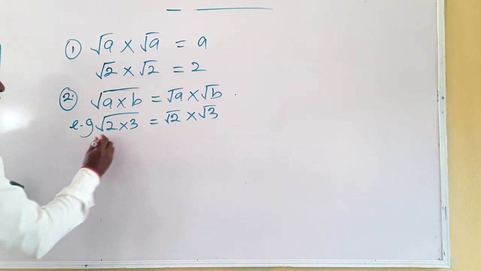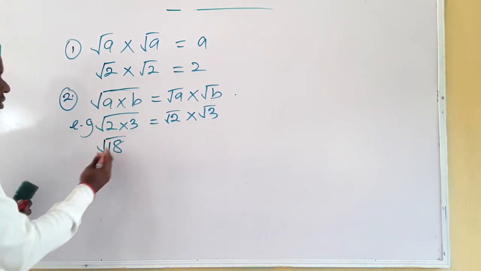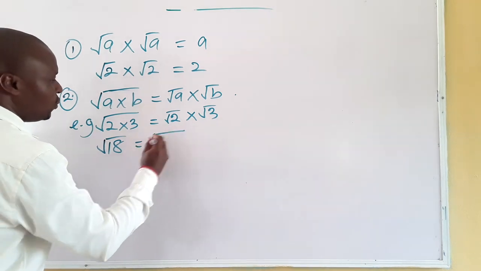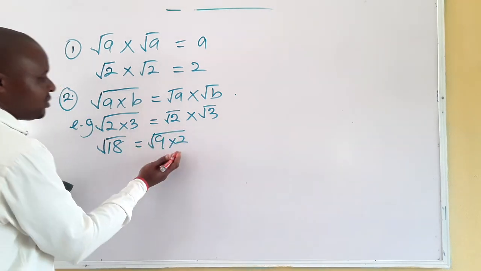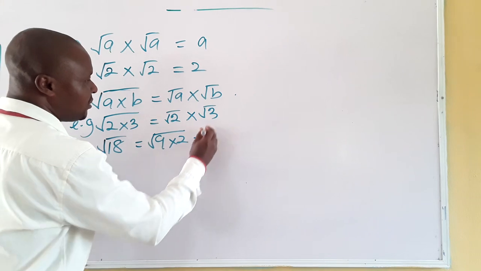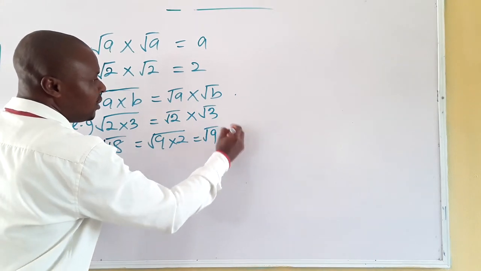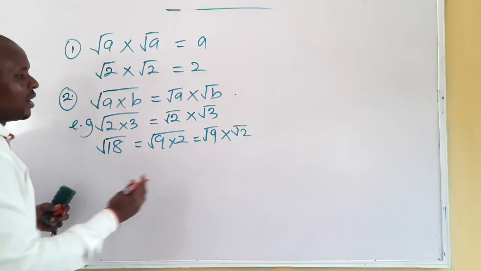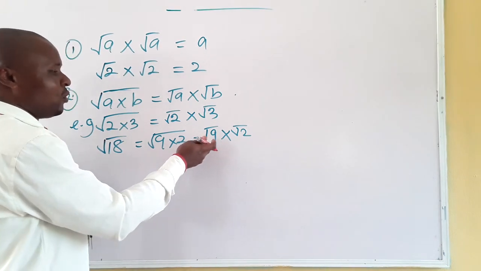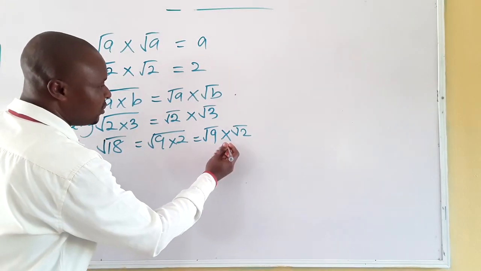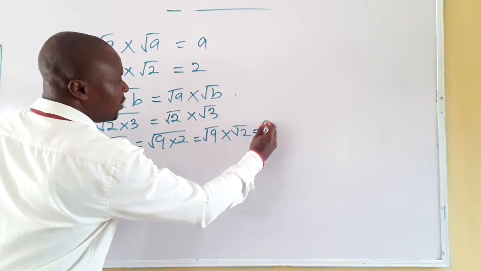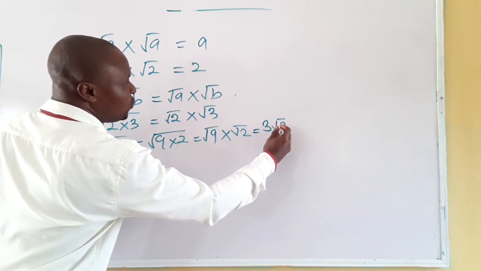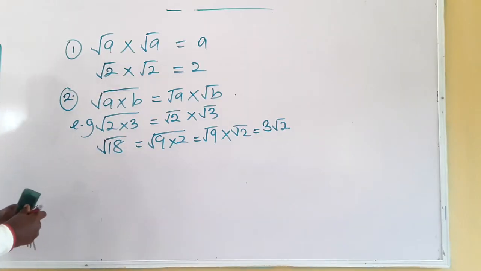Now, we use this sometimes to simplify surds. You can have something like root 18. This can be simplified further as root of 9 times 2, which is the same as 18. Then you can split it and have root 9 times root 2. Alright, of course, the square root of 9 will give us 3. So this will be 3 root 2.